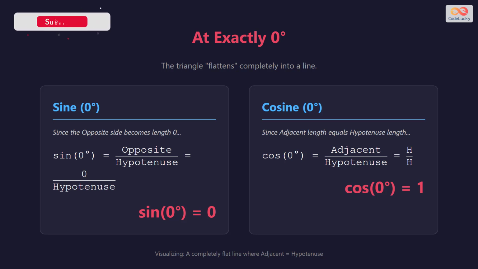When the angle hits exactly 0 degrees, the triangle collapses into a flat line. Since the opposite side is 0, sine of 0 becomes 0 divided by the hypotenuse, which is simply 0. Since the adjacent side and hypotenuse are now equal, cosine of 0 becomes one number divided by itself, which equals 1.